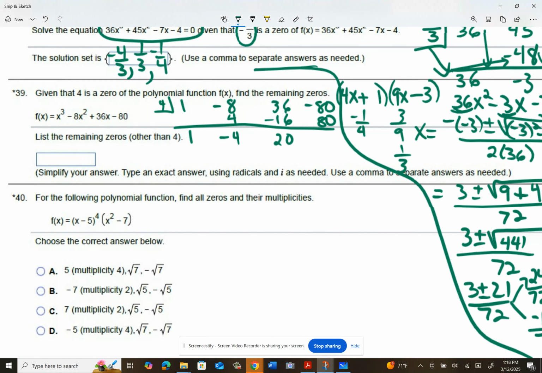It's kind of self-checking. If they tell you 4 is a 0, then you know the remainder should turn out to be 0. So now what I have left is x squared minus 4x plus 20.